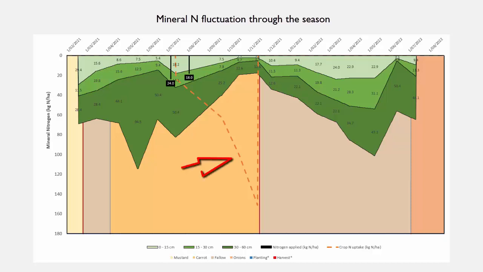The dashed orange line indicates the crop nitrogen uptake, with the crop in this instance being carrots. This plant uptake is based on real biomass measurements as opposed to a modelled value. The final component of the graph are the black lines, which represent the quantity of nitrogen added to the system in the form of fertiliser.